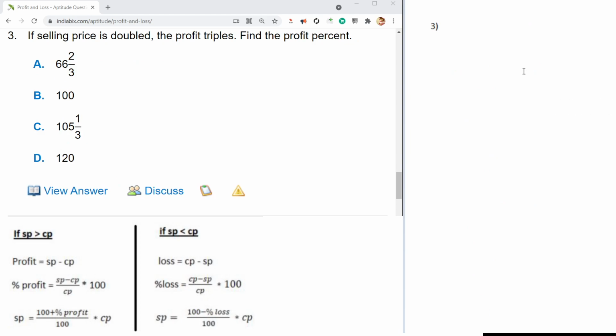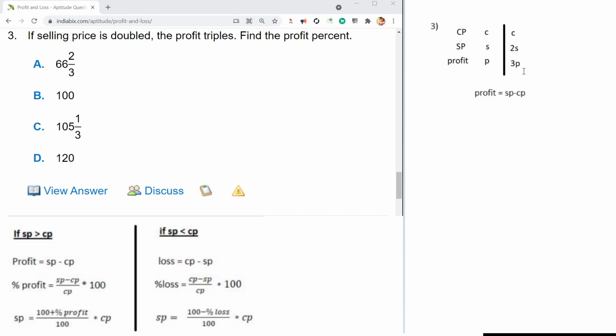If the selling price is doubled, the profit triples. Find the profit percent. Let's assume the cost price is C and selling price is S, then the profit is P. If the selling price is doubled without changing the cost price, that means S becomes 2S, then profit triples, P becomes 3P. We need to find the profit percentage for the initial one, the actual one.